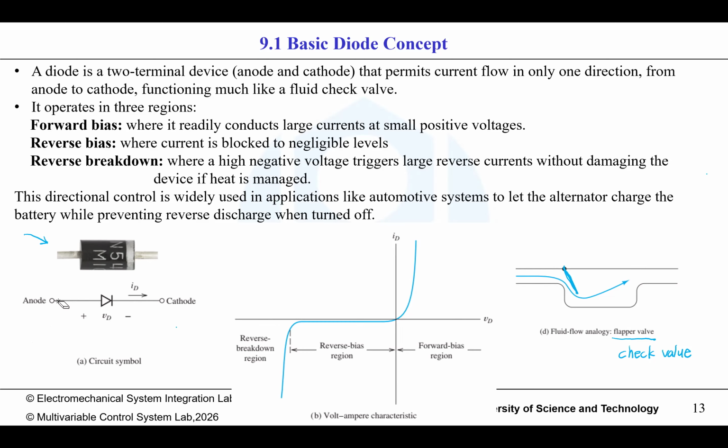The way that we get this graph is we connect this diode with a resistor and with a battery or a voltage source. We keep increasing the voltage from negative voltage to positive voltage, and then we use a current meter to measure the current. So we have this characteristic curve.